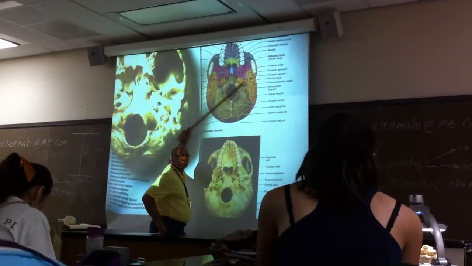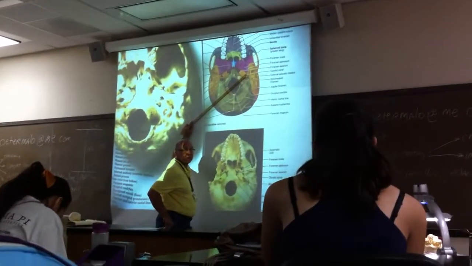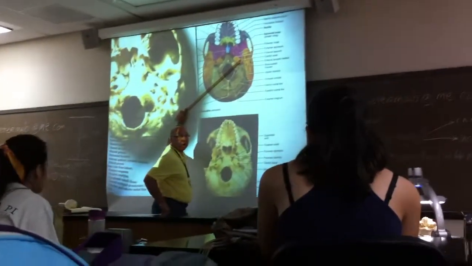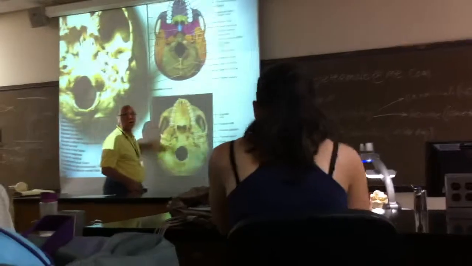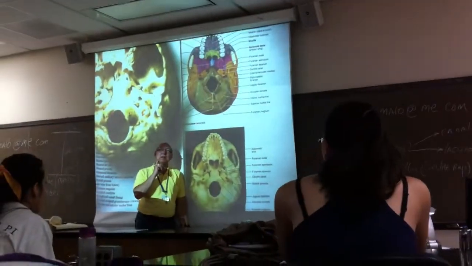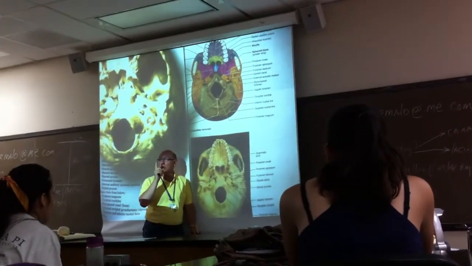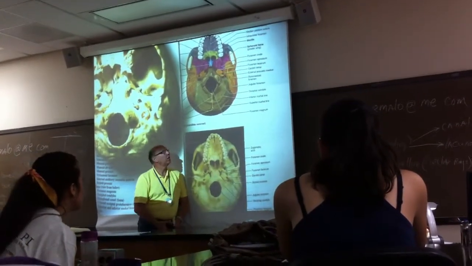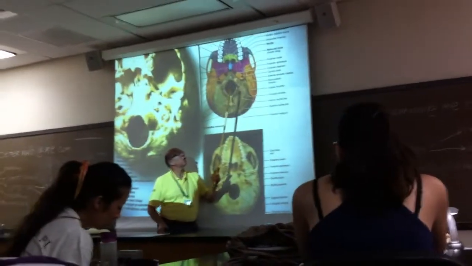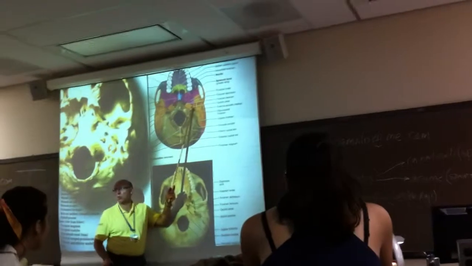Carotid foramen. A foramen is a hole in a bone that allows passage of nerve, muscle, or artery. Carotid: I think most of you know the biggest artery in your neck is the carotid artery. It's bringing blood to the brain. The carotid artery is going to go right through that opening.